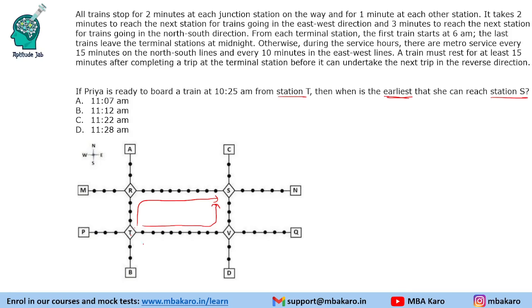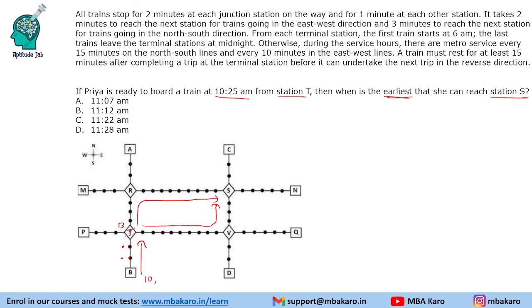Now from B to T, if you consider this direction, the train reaches here at 369 minutes. Then add 1, 10, 11, and 13. So it takes 13 minutes for a train to reach here. Now she is waiting at 10:25. A train will leave at 10 and reach at 10:13. She cannot catch that train.